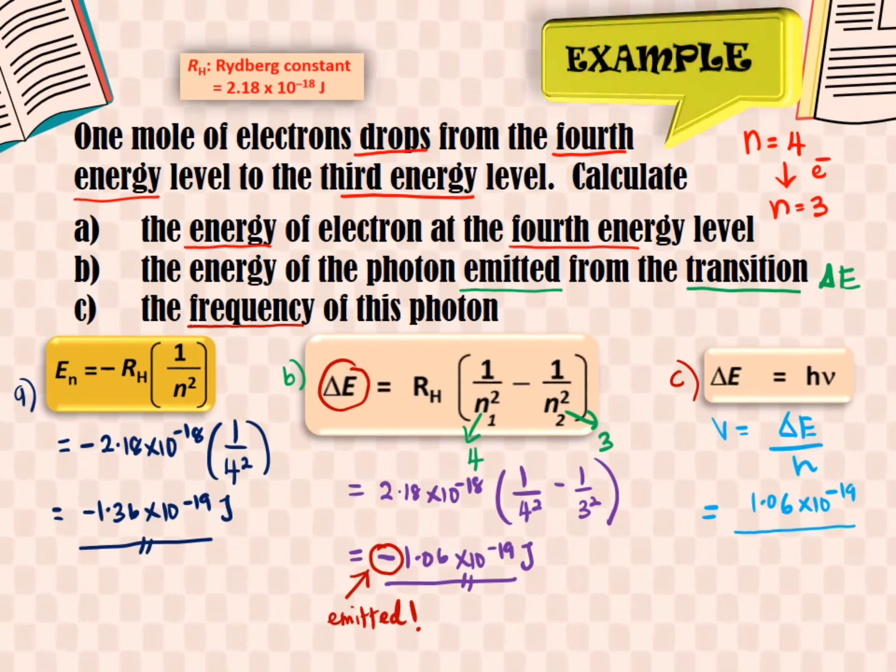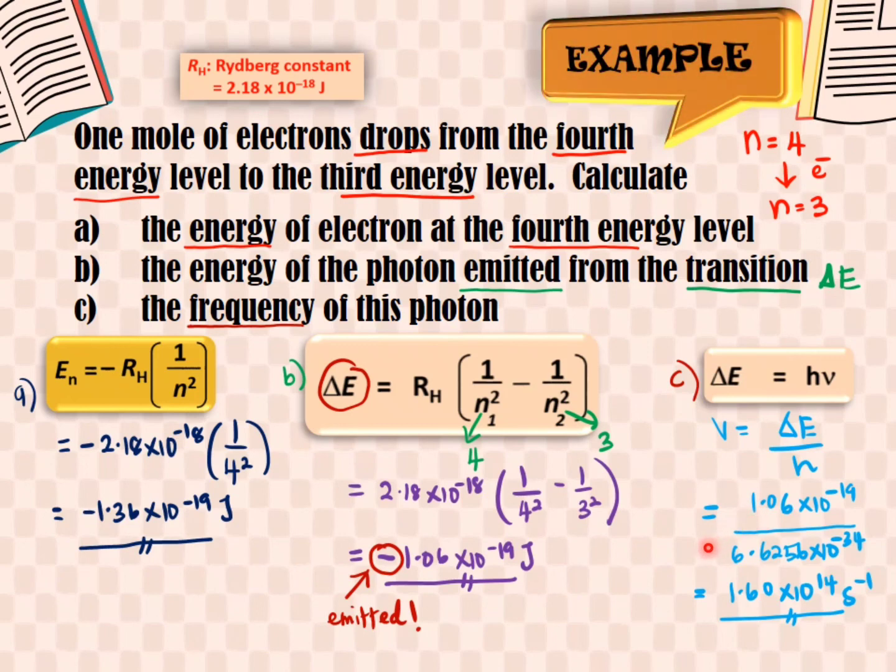Okay, divide by 6.626 times 10 power of negative 34. So this is the Planck constant value, and then press your calculator, you will get 1.6 times 10 power of 14. Unit of frequency, either you write per second or you can write as hertz. Okay, so remember guys, frequency nilai dia tak boleh negatif. That's why we need to ignore the negative sign here when you substitute in this formula.